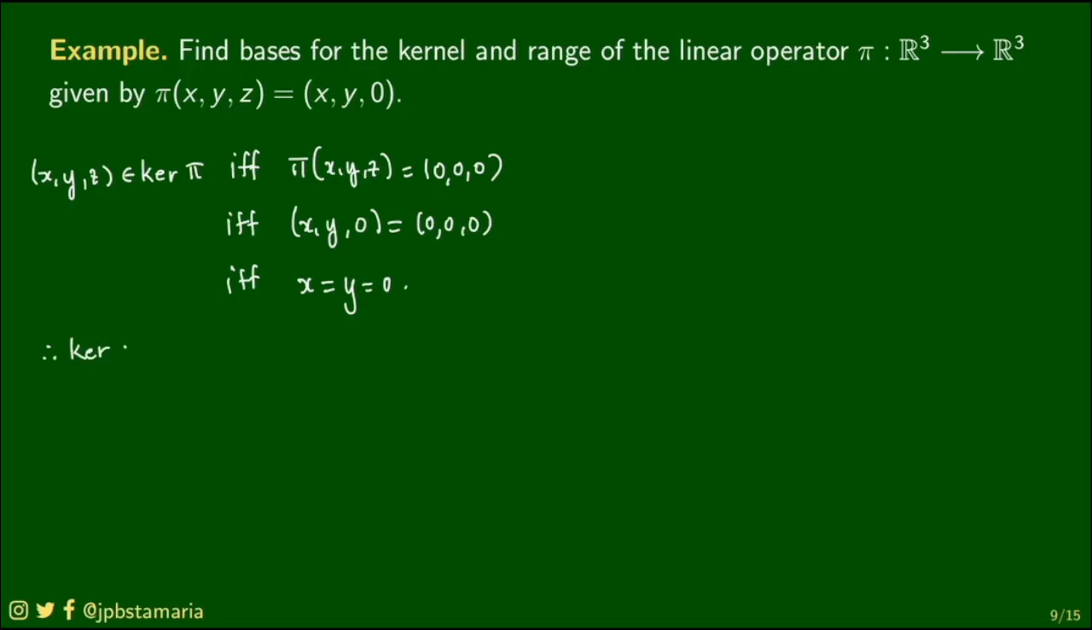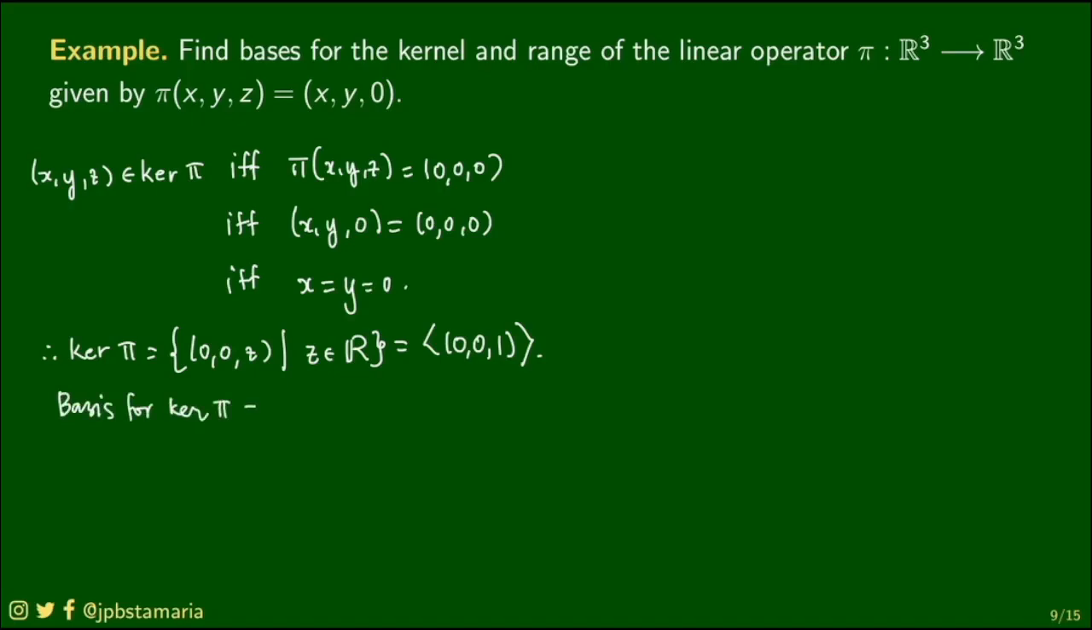Therefore, the kernel of pi consists of all points (x, y, z) where x and y are both 0. Hence, it consists of all points (0, 0, z), where z is a real number. But basically, you know that this set is simply the span of the vector (0, 0, 1). Okay? So therefore, a basis for the kernel is, what can you give as a basis for the kernel? The singleton containing the vector (0, 0, 1).